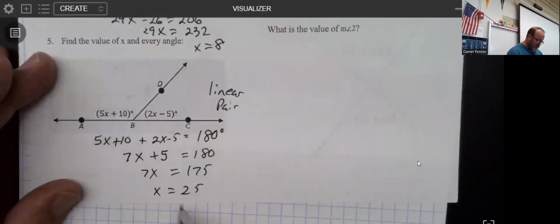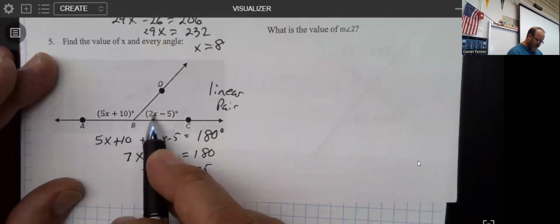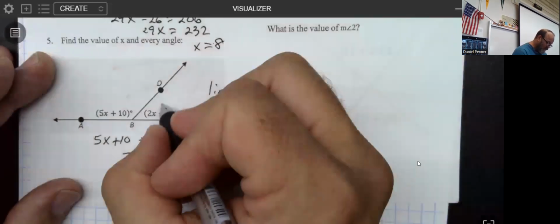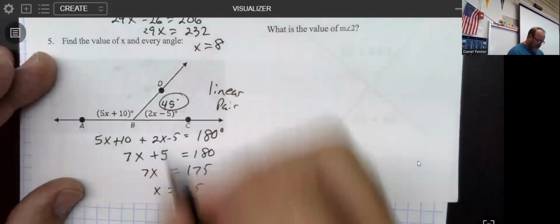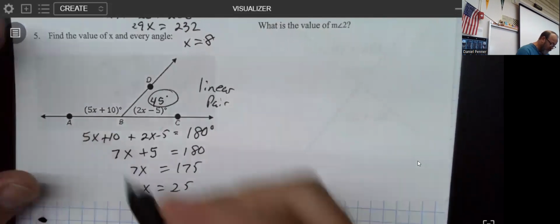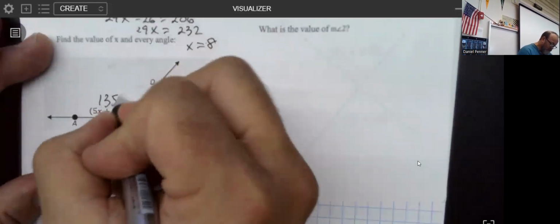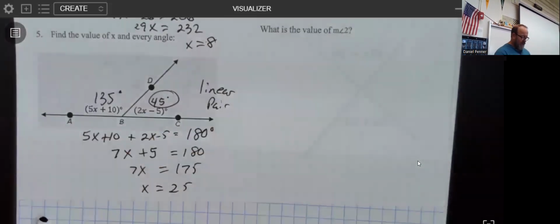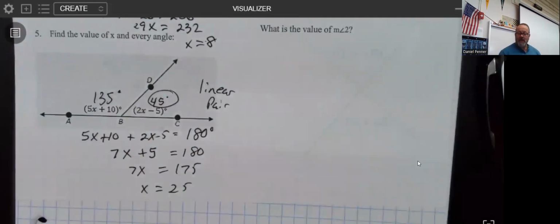So let's see. Well, 2 times 25 would be 50, and 50 minus 5 would be 45. So I plugged it in there. And 5 25-cent pieces would be $1.25, plus 10 more is $1.35. Okay. And those do, in fact, add up to 180, just like I hoped that they would. So hopefully that's good. That's the first 5 questions.